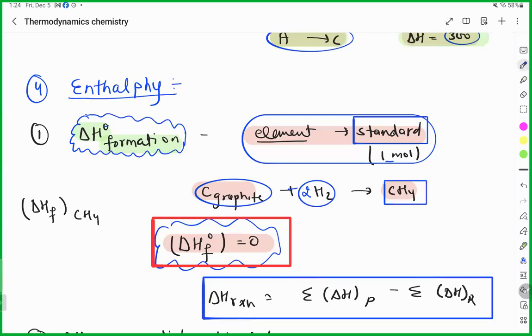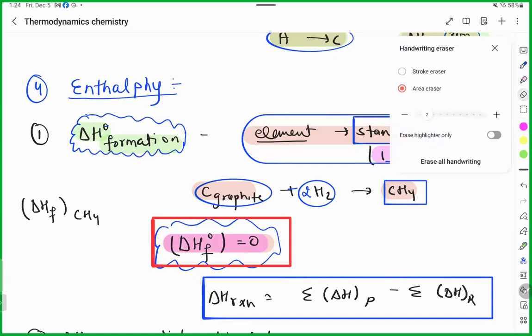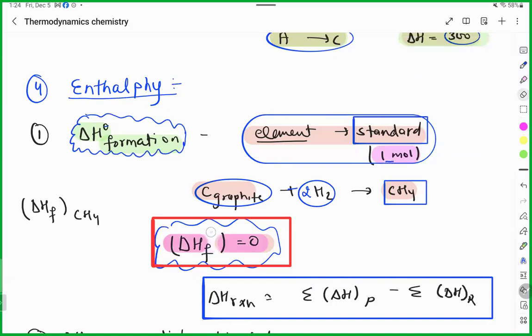Standard state itself is a unit. What is the one? One is the number of moles. In standard state, you should have one mole. You should have one mole of standard state. And if all the conditions are met, in the standard state enthalpy of formation will be zero. What is this zero above? What is the meaning of this? Why do we have this zero?